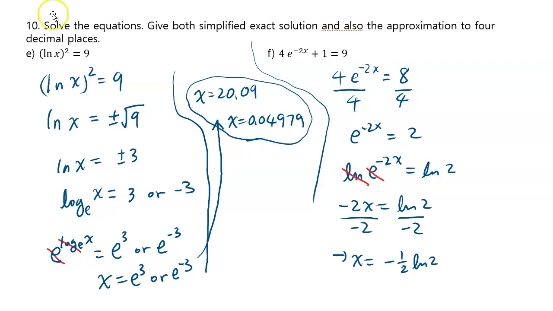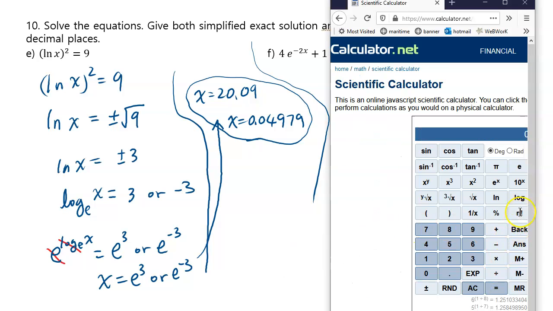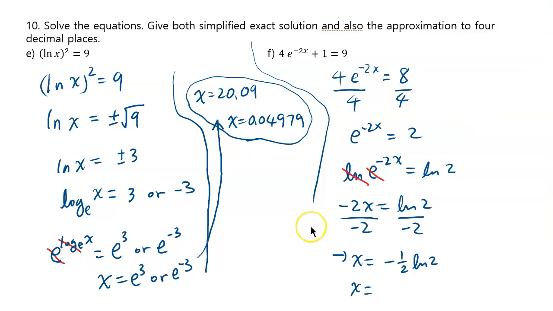Okay, that is the exact answer. To get the approximate value, you have to figure out ln of 2, divide by 2, and put a minus sign. So let's do that. Ln of 2, and then divide this by 2, and you get 0.3466. So that's 0.3466.